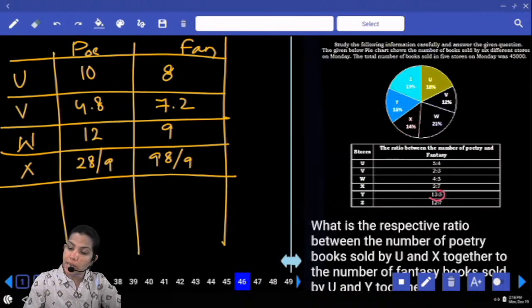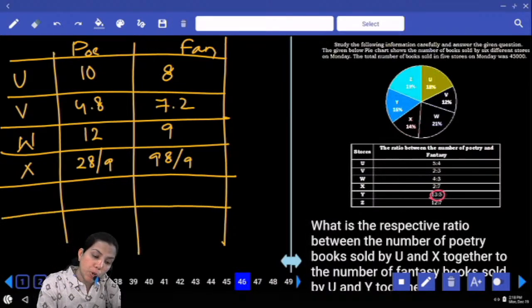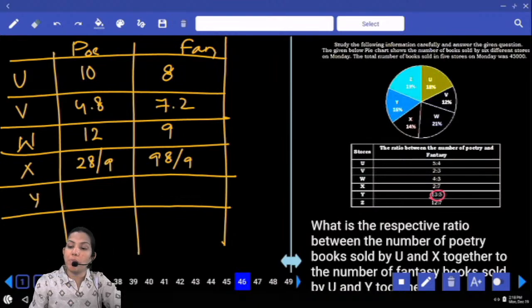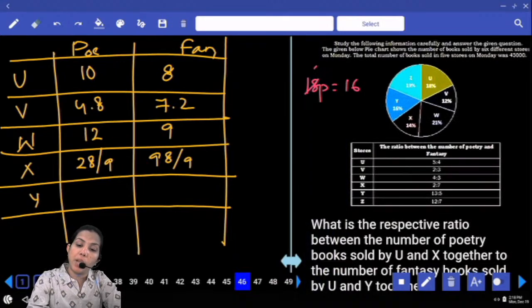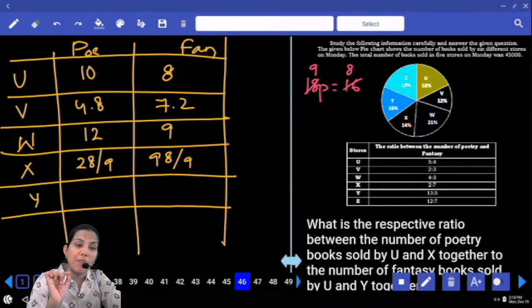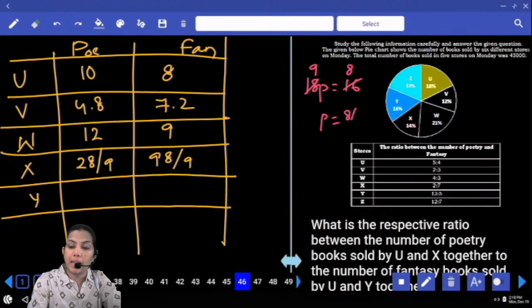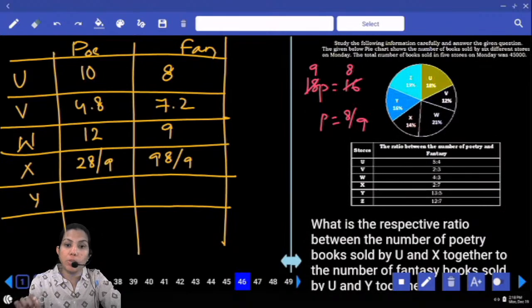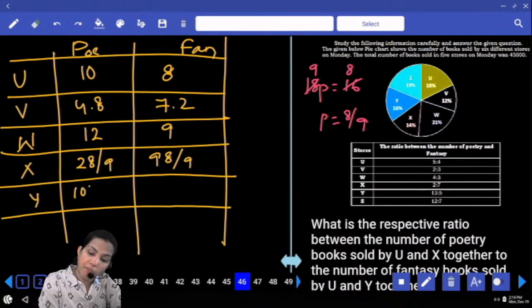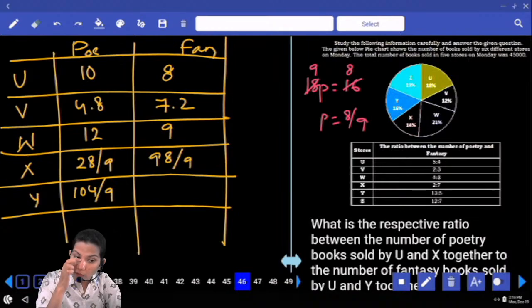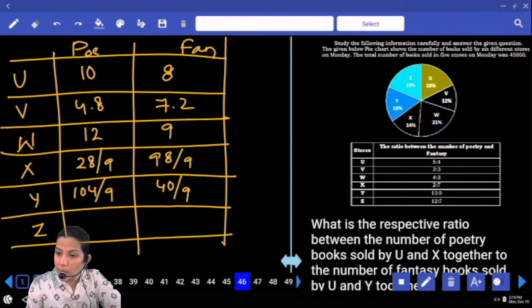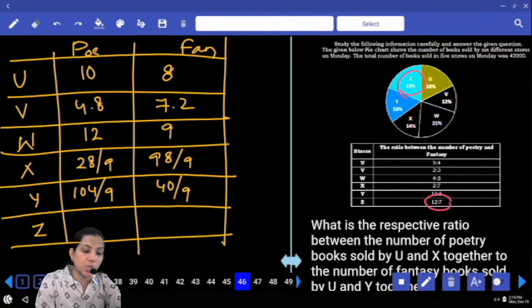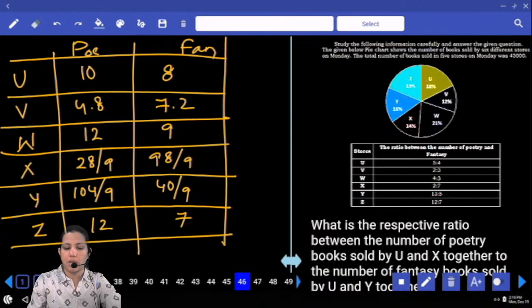Next value is how much percent? 16% is distributed in the ratio 13:5. 13:5 means how many parts? 18 parts. The value is equal to 16%. 2 table 9 times and 2 table 8 times. Then 1 part is equal to how much? 8 by 9. 1 part value is 8 by 9. Y is equal to 13 parts. 13 8s are 104 by 9. And next 5. 5 8s are 40 by 9. And Z value total is equal to 19%, distributed in the ratio 12:7.